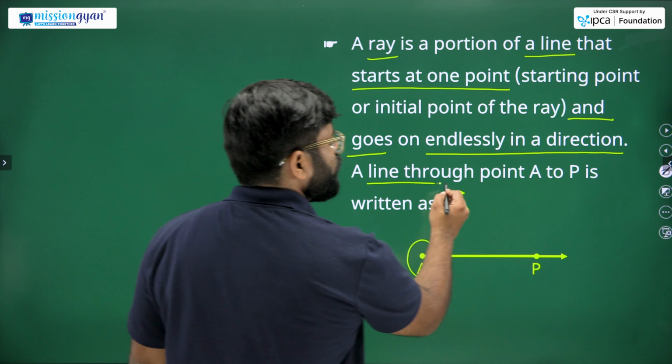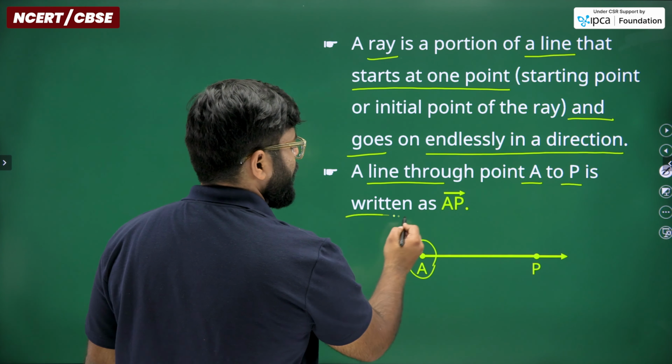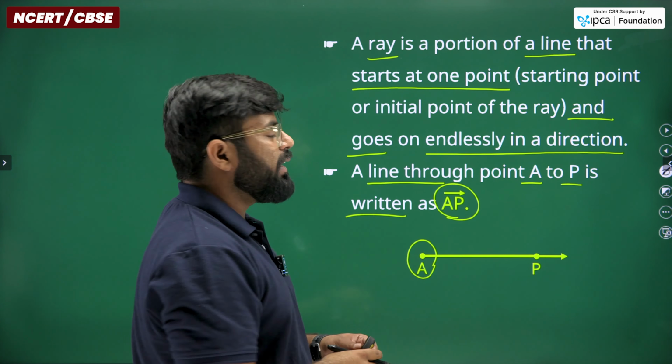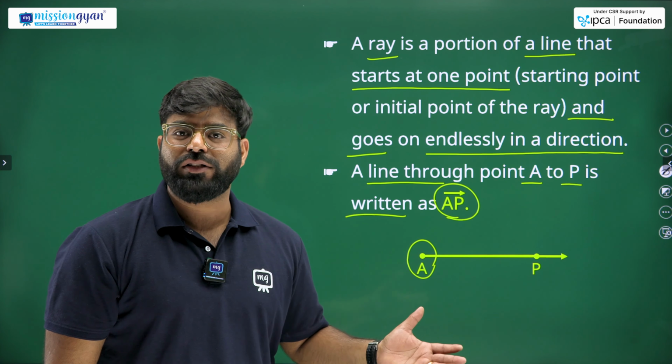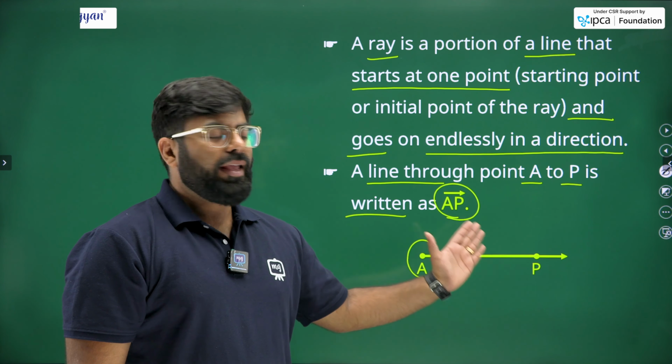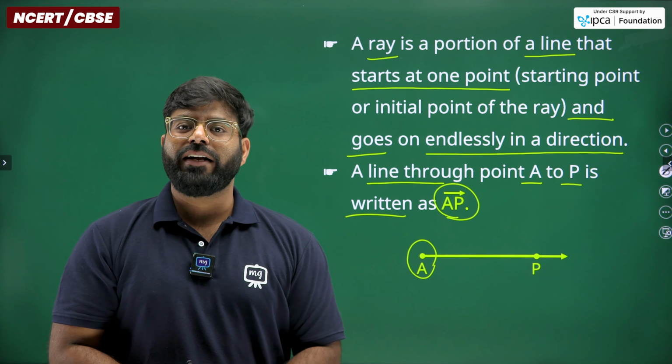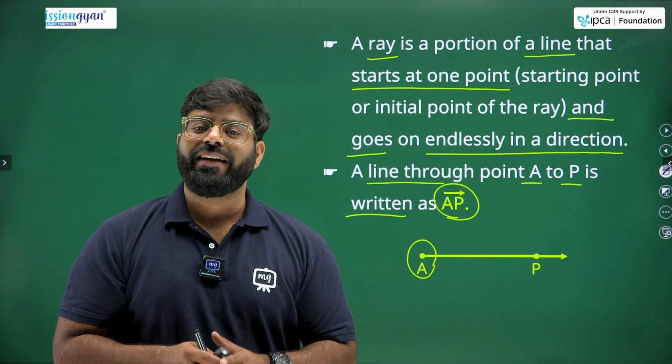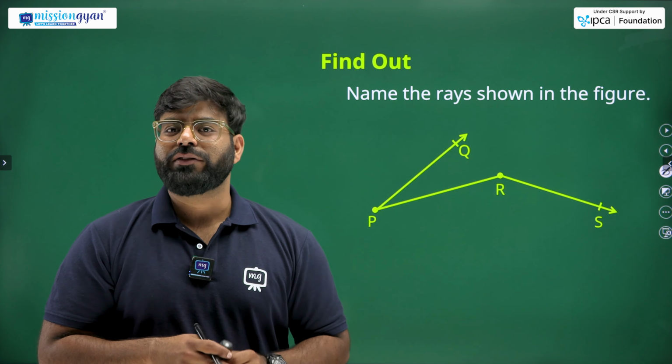So a line through point A and P is written as ray AP. Basically, we do have to give the name of a ray also. So we will write ray AP. Is that clear? Understood what is line and what is ray? If yes, let's find out some questions.